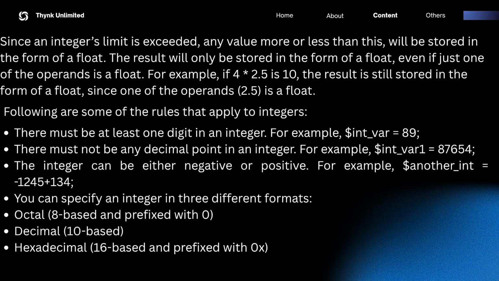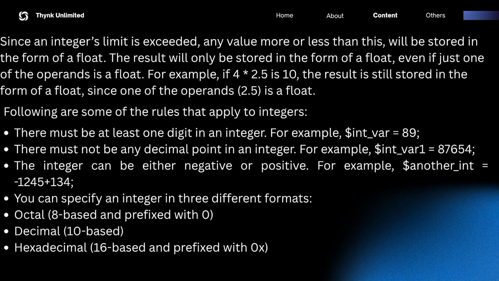Integers can be defined in different numeral systems. PHP supports integers in three different formats: octal, base 8, prefixed with a 0. Example, octal num = 0123, equivalent to decimal 83. Decimal, base 10, is the standard format without any prefix. Example, decimal num = 34. Hexadecimal, base 16, is prefixed with 0x. Example, hex num = 0x1A, equivalent to decimal 26.